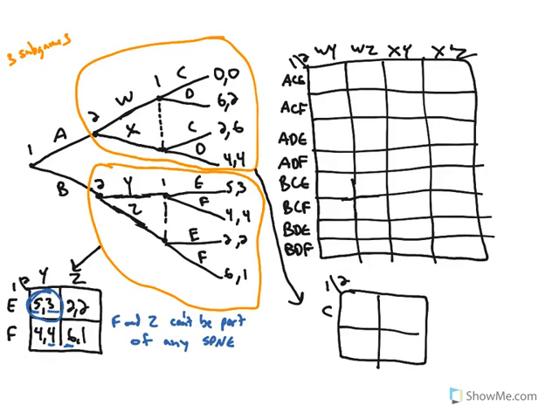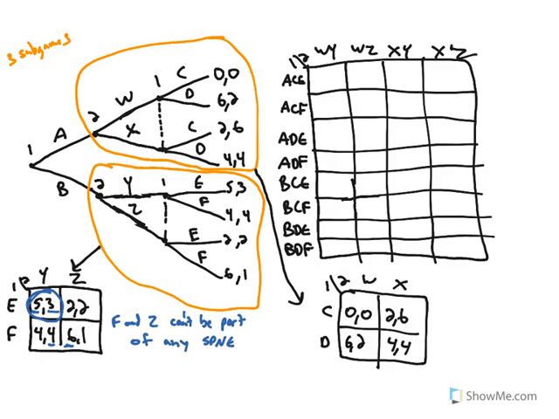Player 1 can play C or D. Player 2 can play W or X. This one's 0, 0. WD results in 6, 2. XC is 2, 6. And XD is 4, 4. Okay. Where are the Nash equilibria? If player 1 plays C, player 2 likes X. That's not what I want. Wait, if player 1 plays C, player 2 plays X.